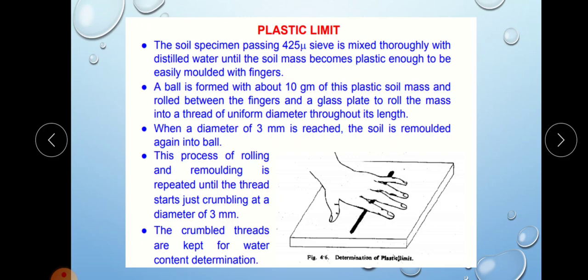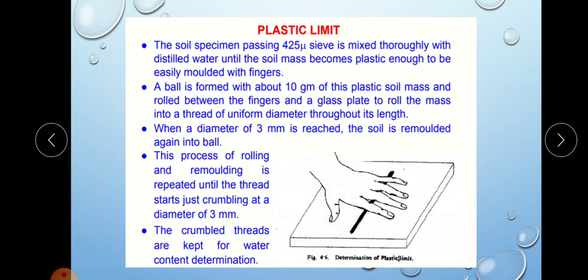For calculating the plastic limit of a soil, we take the soil specimen which is passing the 425 micron sieve, and it is thoroughly mixed with distilled water until the soil mass becomes plastic enough to be easily molded. That is, we have to add water such that it can be molded into any shape. After that, a ball is formed with about 10 grams of this plastic soil mass and rolled between the fingers and a glass plate.